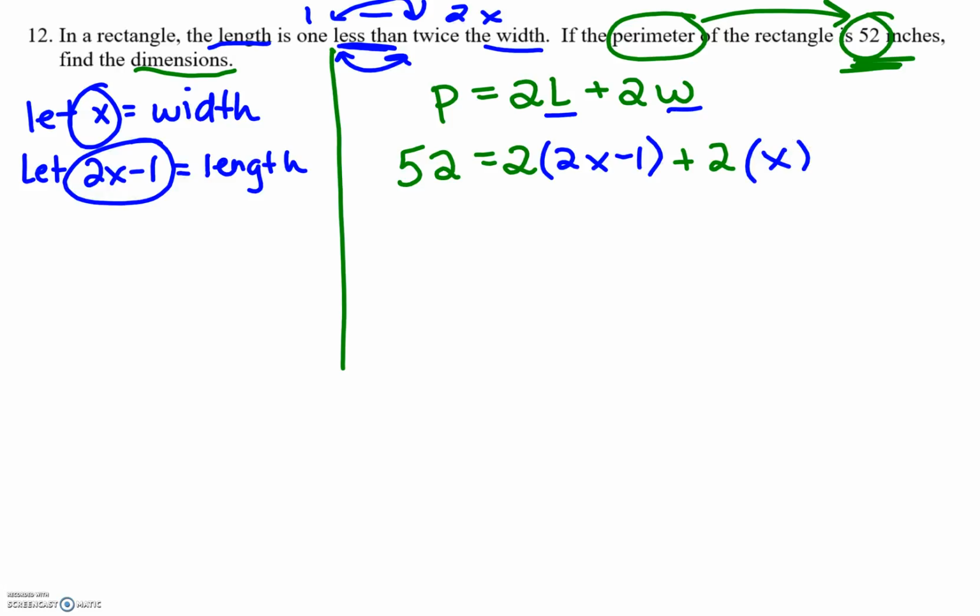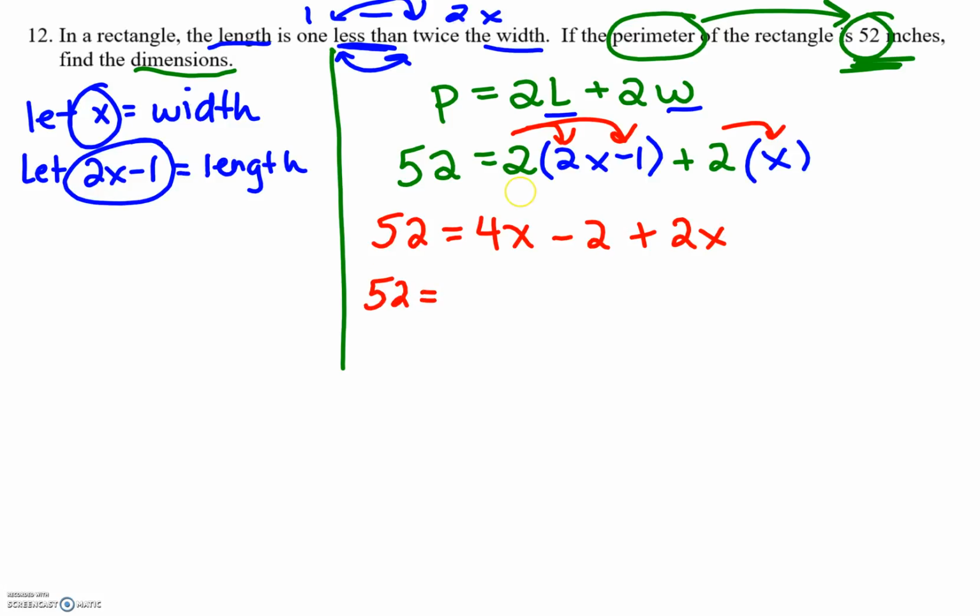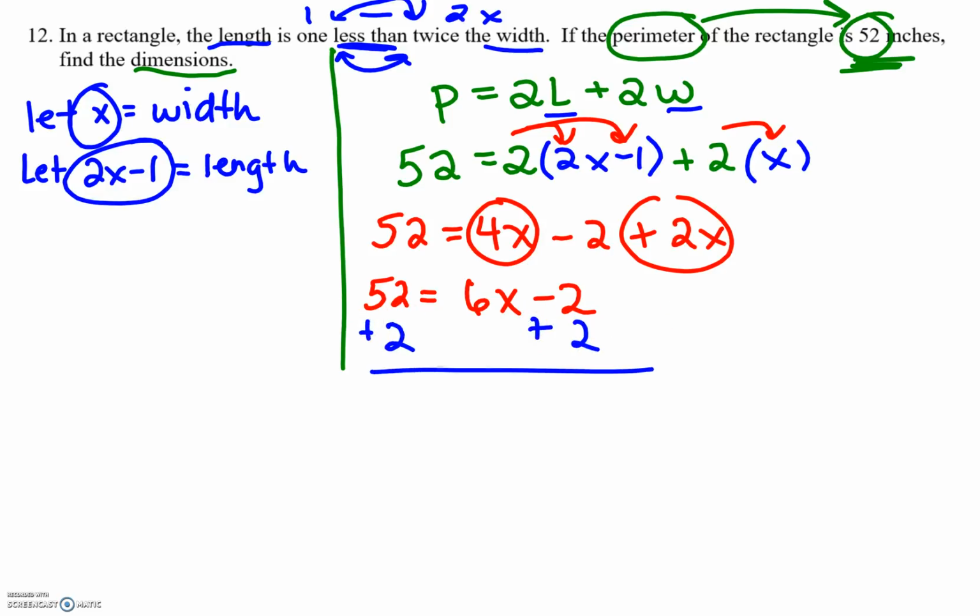So from here, I want to distribute out. I'm going to bring down my 52. 2 times 2 is 4x. 2 times negative 1 is negative 2. And then 2 times x is just 2x. From here, bring down my 52. Combine like terms, so my 4x and my positive 2x, which is 6x, minus 2. From here, I want to add 2. 54 is equal to 6x. Divide by 6. And x is equal to 9.